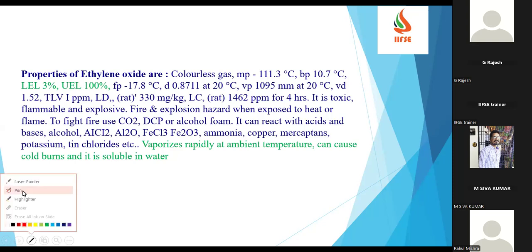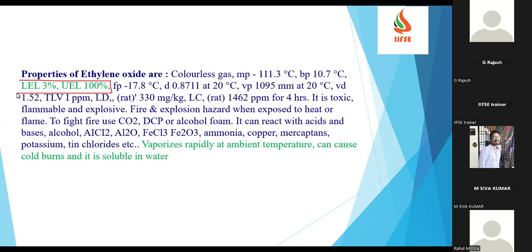Whenever you see the gap between the LEL and UEL, it has a high probability of catching fire. So here the fire range is very long. It has more space, because from 3% to 100% means a higher hazard. And the flash point is minus 17.8, and the vapor pressure is 1095 mm at 20 degrees. Vapor density is 1.52 and TLV is 1 ppm, and LD50 for rat is 300 milligrams per kg.